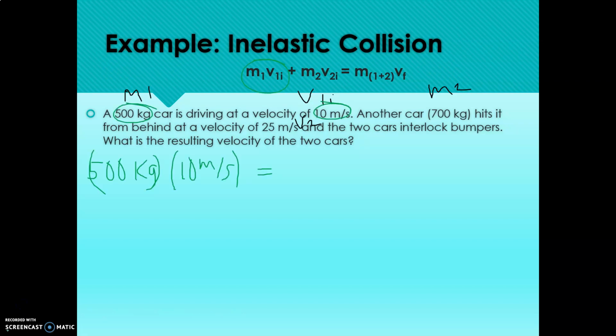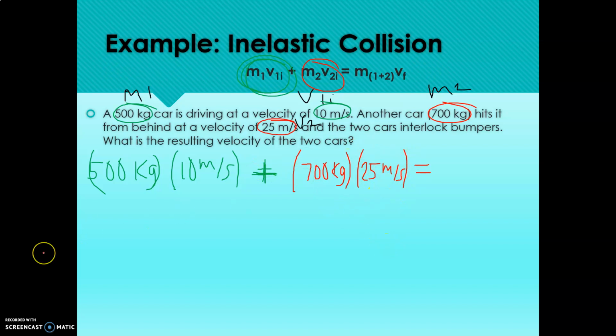So I went ahead and highlighted the first object's mass and velocities in green, and I plugged it in. So we'll have 500 kilograms times 10 meters per second. And then I'm going to plug in for the second object. So we're going to be doing this part next. Mass of the second object of 700 kilograms. So I plugged that in here. And then the velocity of that second object is 25 meters per second. So I plugged that in.